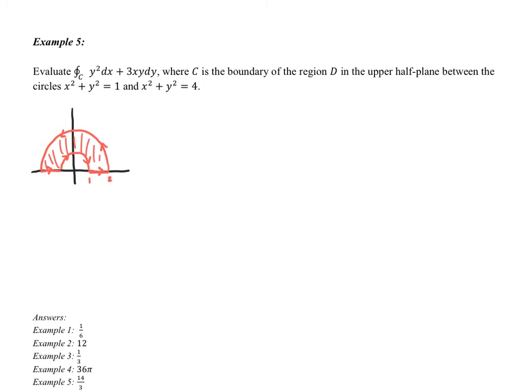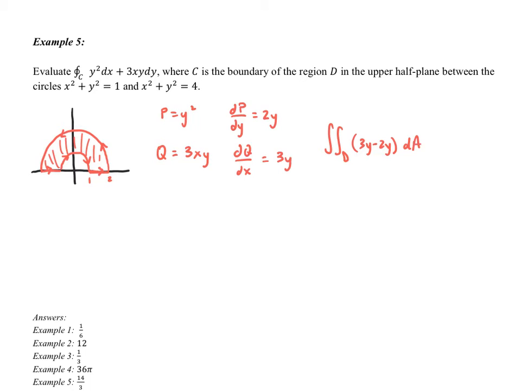And our P value is y squared. So dP/dy is going to be 2y, and Q is 3xy, so dQ/dx is going to be 3y. So what this means is that our double integral over this region is 3y minus 2y dA, or more simply, it's going to be just y dA. Okay, not quite as easy as the last one because our function is not simply 1. However, in this case, we can convert this to polars and make it a little bit easier on ourselves.